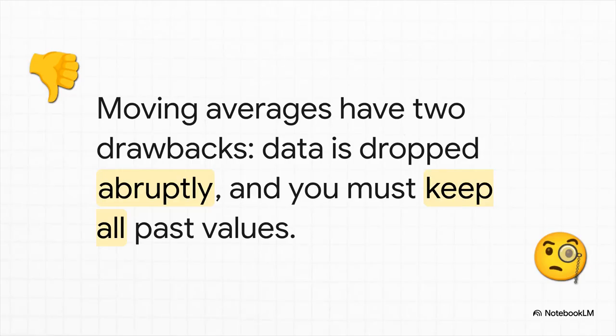And here's the catch with moving averages. They've got a couple of problems. First, old data gets dropped so abruptly. I mean, one week a sales figure is super important, and the next week, poof, it's gone, as if it never happened. Second, you have to store all that past data just to keep doing the calculation. It feels a bit clunky, inefficient. There's got to be a more elegant way.